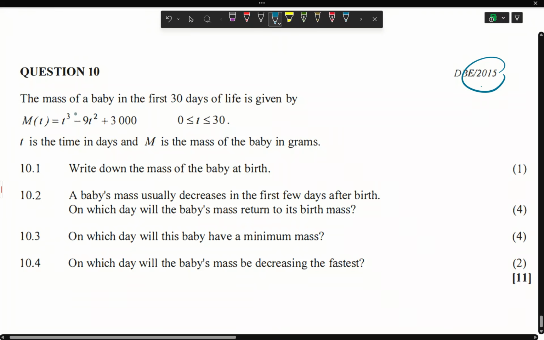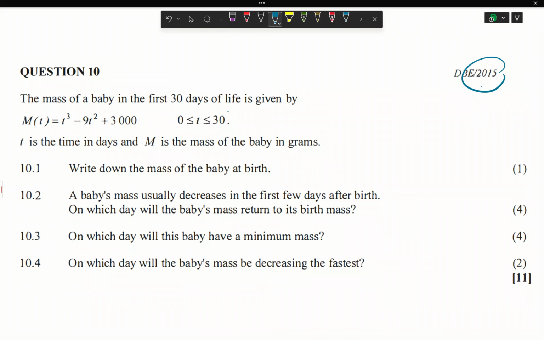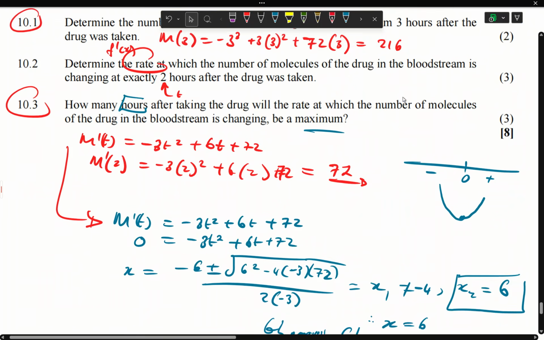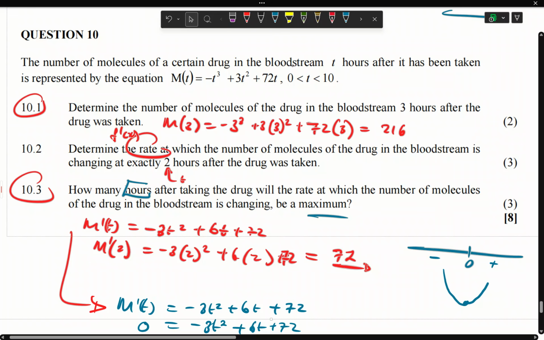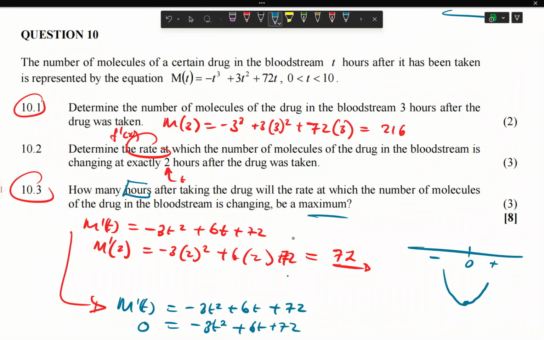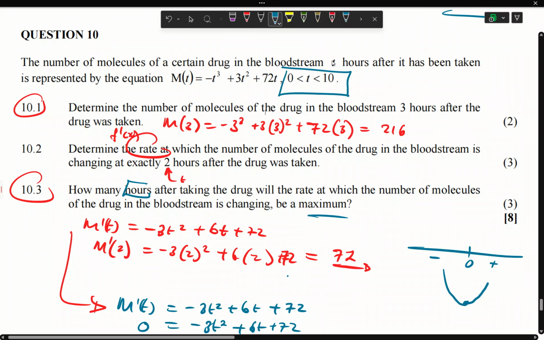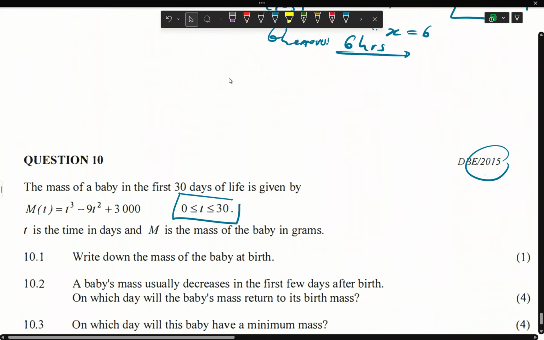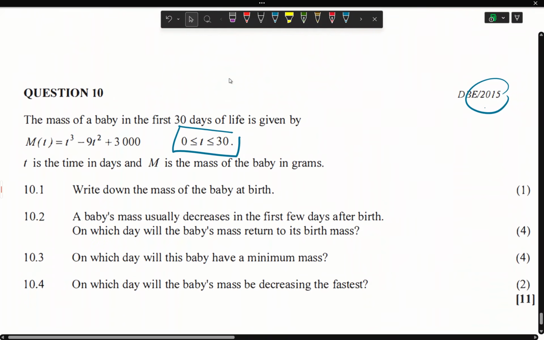So check, you're talking about the mass of the baby. If you can check here, the restriction or the interval. You still have the interval there. You have the interval, and then you're given a function. So the difference is just that now it is a different story.